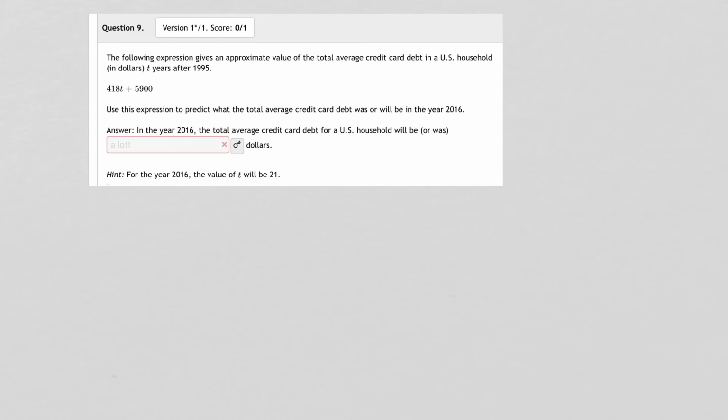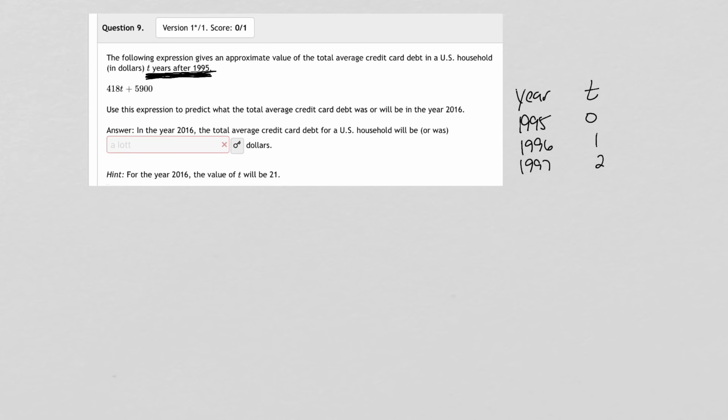For this one, it says the following expression gives an approximate value of the total average credit card debt in a U.S. household in dollars, T years after 1995. This is super important because it says T years after 1995. That means if I were dealing with the year 1995, I would put in 0 for the years. So 1995 is year 0, 1996 would be 1, 1997 would be 2, and so on.